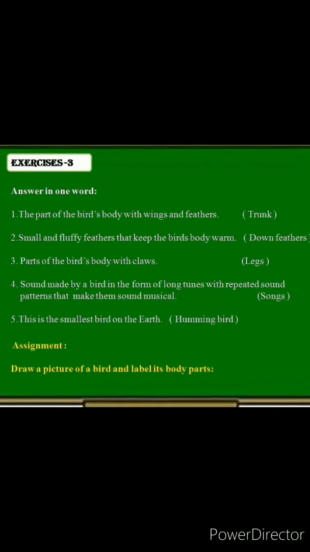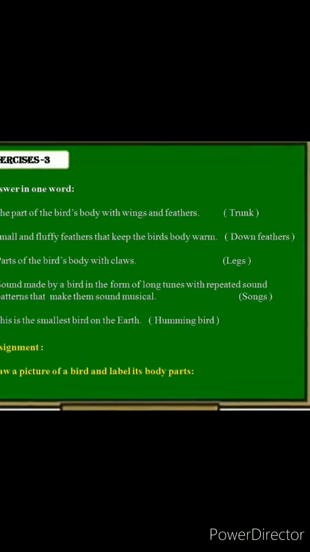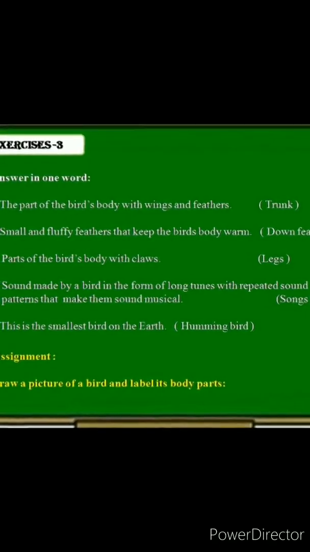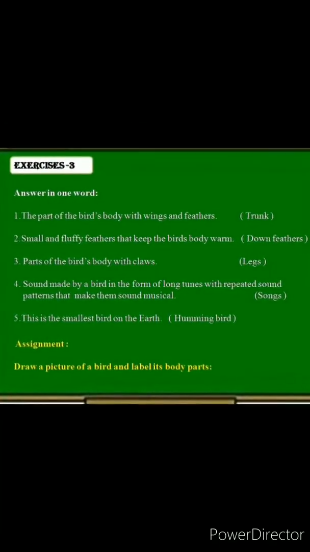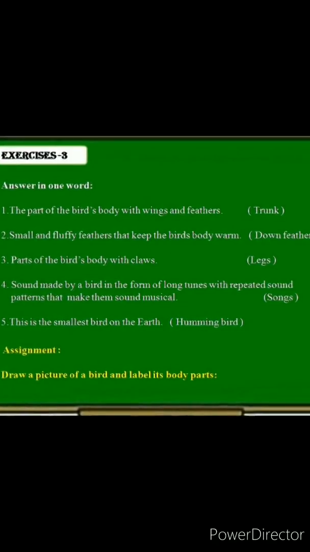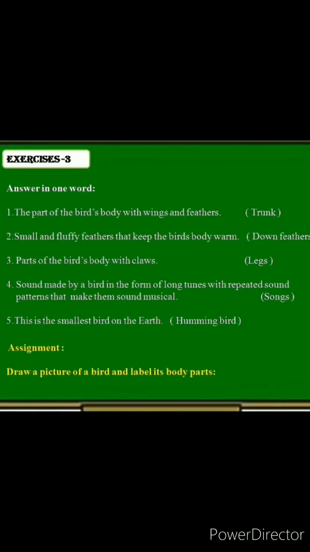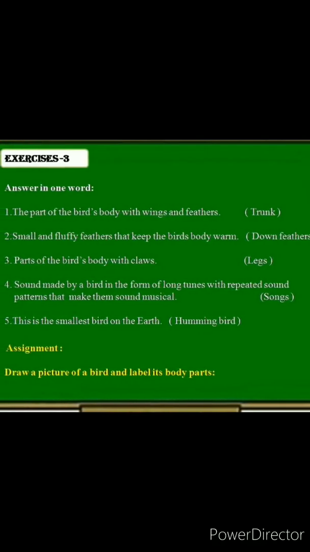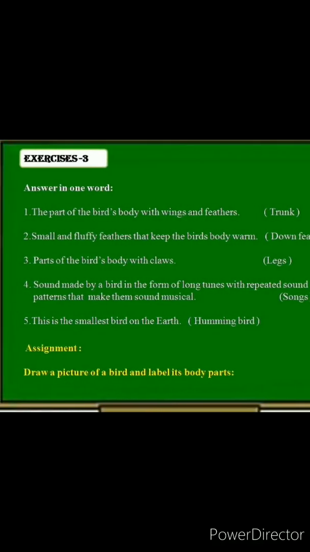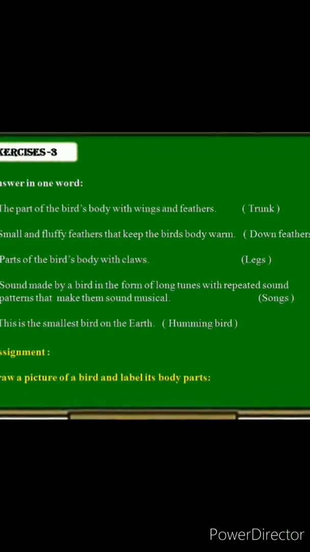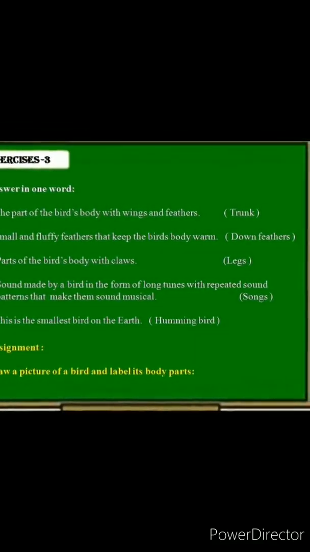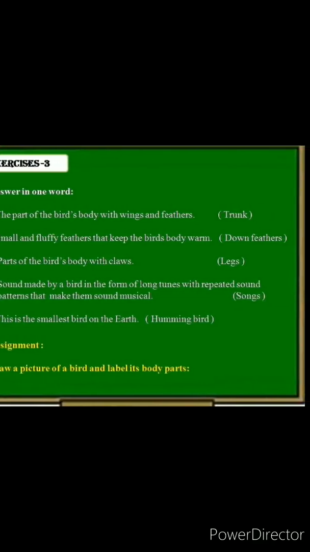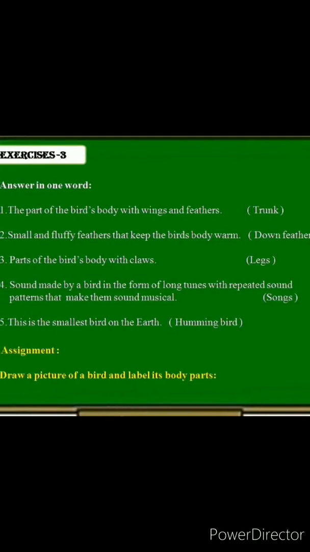Exercise 3. Answer in one word. The part of a bird's body with wings and feathers. Answer is trunk. Next, small and fluffy feathers that keep the bird's body warm. Answer is down feather. Next, part of the bird's body with the claws. Answer is legs.